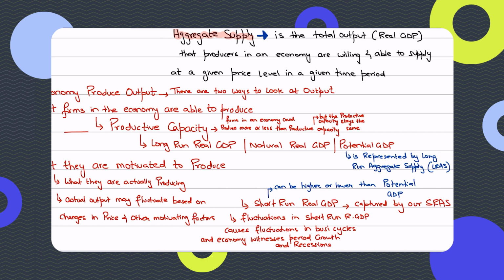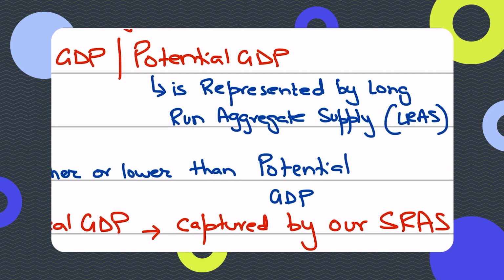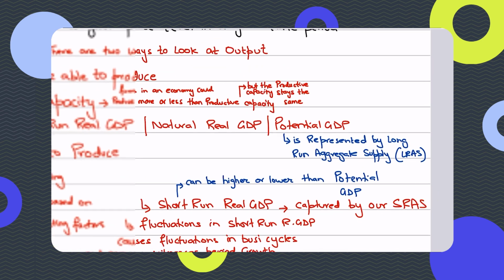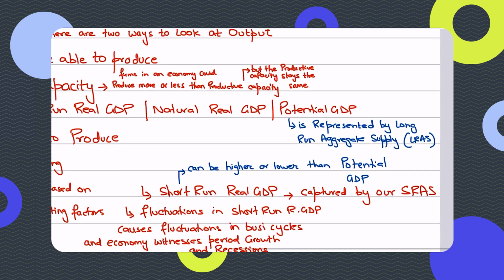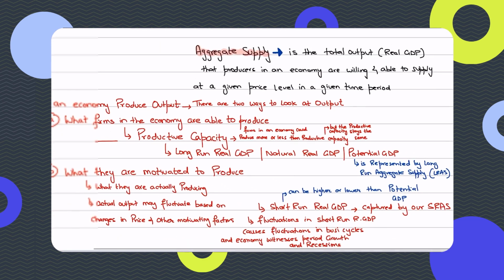ये इकोनॉमी का लॉन्ग रन आउटपुट होता है. क्या होता है लॉन्ग रन आउटपुट? जब हम एग्रीगेट सप्लाई पढ़ेंगे तो देखेंगे. But is there any aggregate supply curve that captures this? Yes. So your potential GDP or your full employment level of GDP or your long run productive capacity is represented by the long run aggregate supply. इसको LRAS बोलते हैं इकोनॉमिक्स में, राइट?